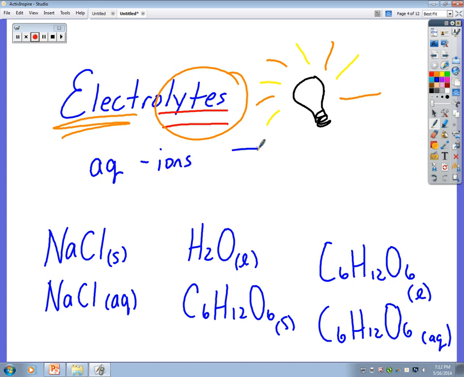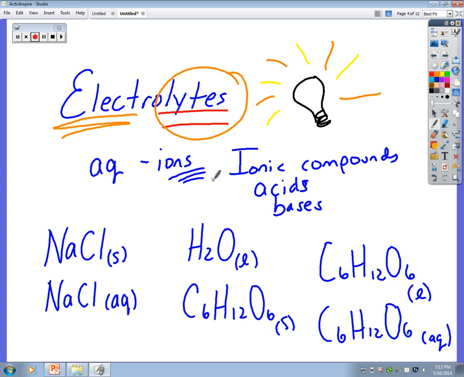And that means you have ionic compounds, acids, and bases. Those are usually the ticket when you're looking for something on the SOL. The ionic compounds have to have ions floating around. So if you look for a second, let's look at these choices. Sodium chloride is a solid block of salt. There are no ions. They're attracted to each other, so therefore this is not an electrolyte.